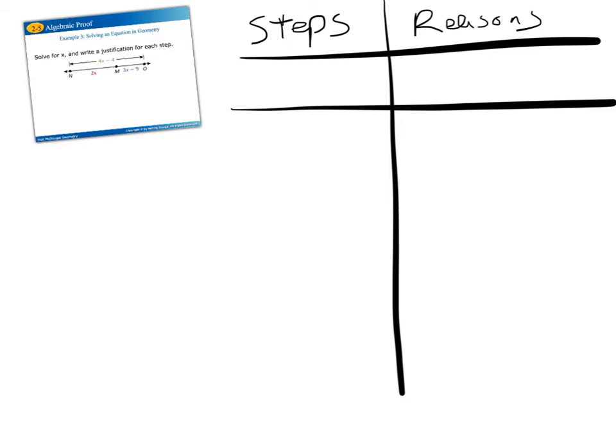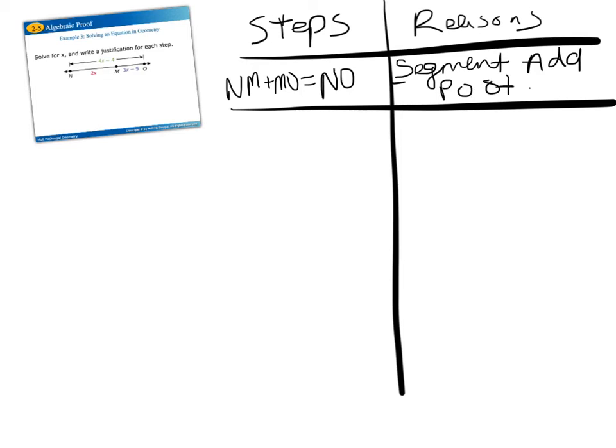What I'm going to do is start with how we do this in chapter 1. We would take the red information, add it to the blue information, and set it equal to the green information because it's the whole length. So I'm just going to write that down. NM plus MO equals NO. You have to write down everything. And the reason for this, why this is a true thing, is because of the segment addition postulate.